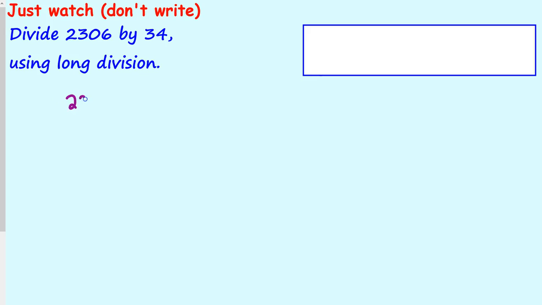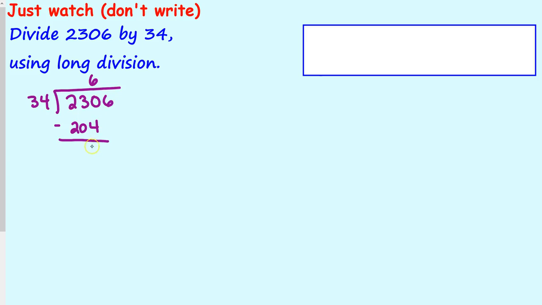So let's say you have 2,306 and you're going to divide it by 34. And you're not using a calculator, you're just doing paper and pencil long division. So you ask yourself, does 34 go into 23? No, but how about, does 34 go into 230? Yes, it does. How many times? You might have to take a stab at it. I'm going to try 6, so I put a 6 up here. And then once I write the 6 up there, what is 6 times 34? That is 204, so we write it below, and we subtract.